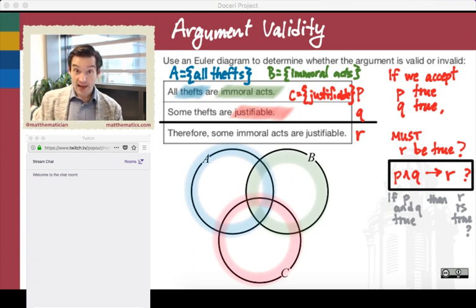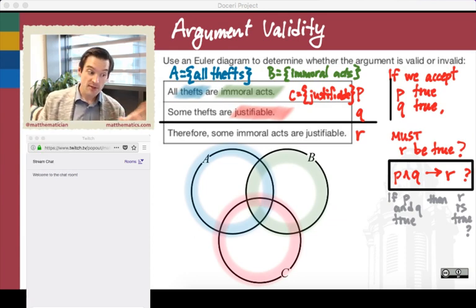Now that I have my three sets set up, what I want to do is first grant my hypotheses. Grant that P is true and grant that Q is true. Mathematicians will say assume: assume that P is true and assume that Q is true. And I want to use that information to change my Venn diagram a little bit. So here's what I mean.